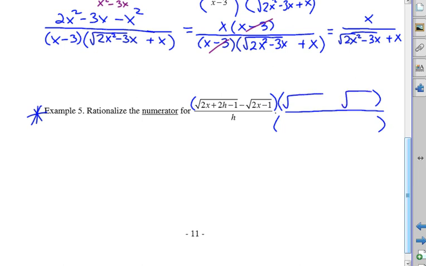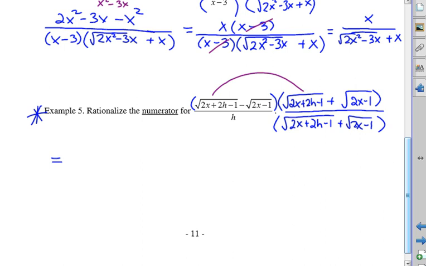Okay? So, what's the conjugate pair for this beauty? 2x plus 2h, square root of 2x plus 2h minus 1, plus square root of 2x minus 1. Good. So you just got to write that all out. No, you cannot use ditto. That is not mathematically valid. Okay. No, don't even argue. Don't go there.